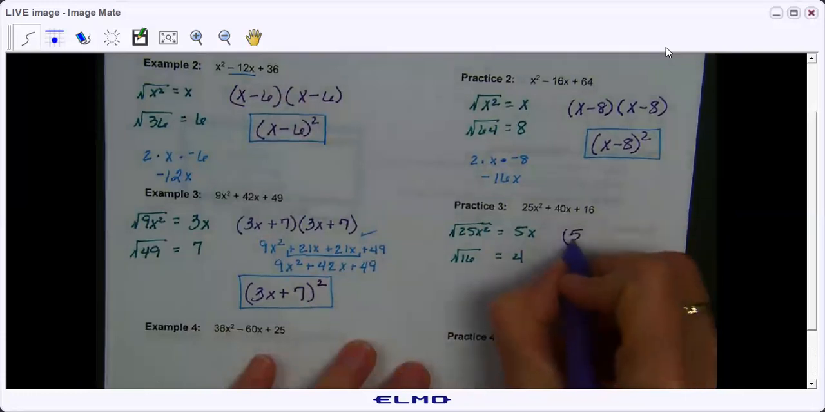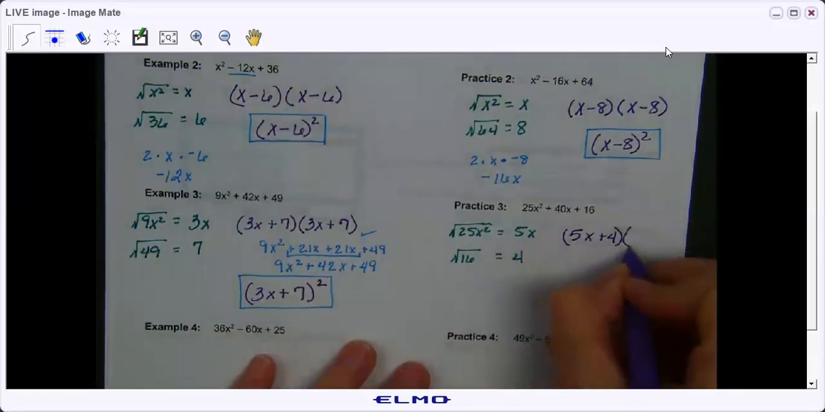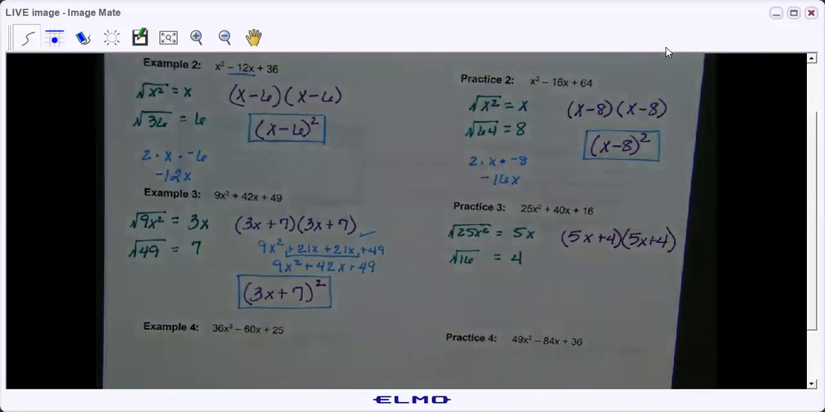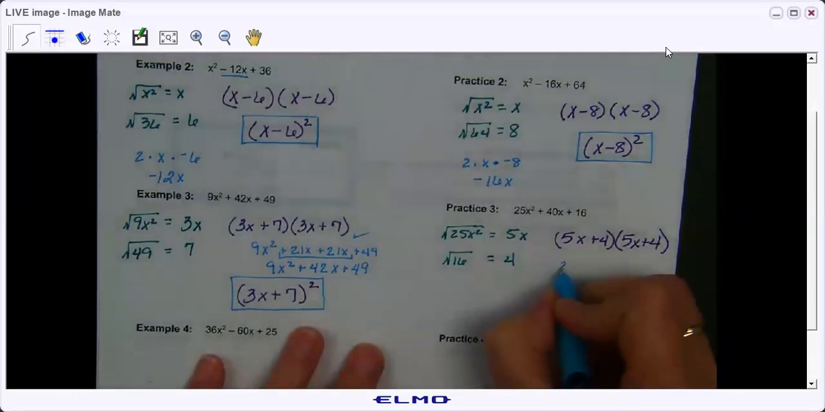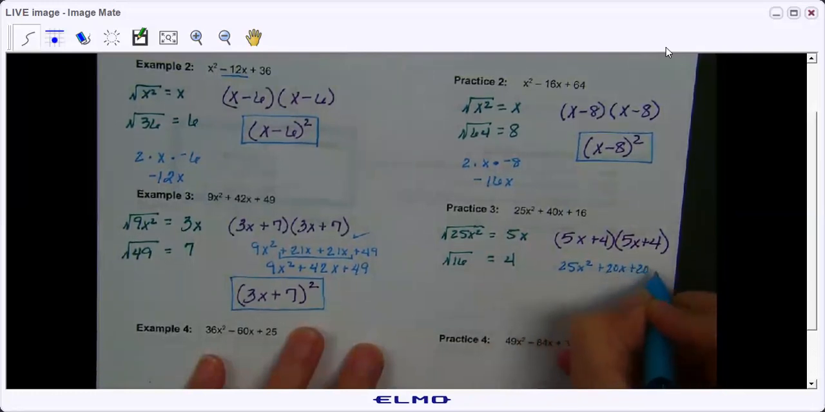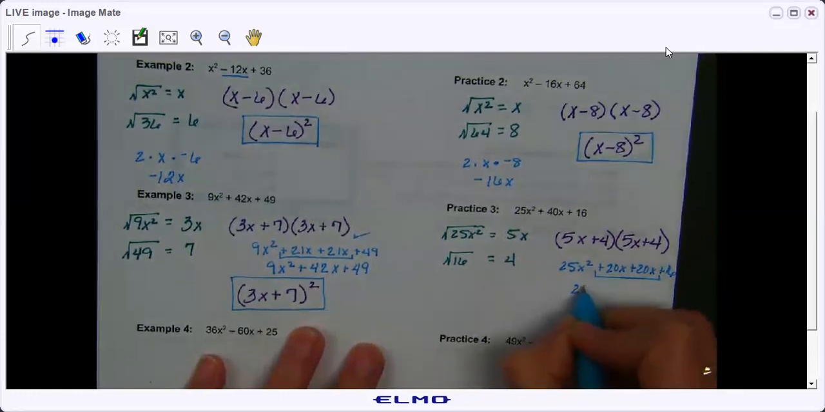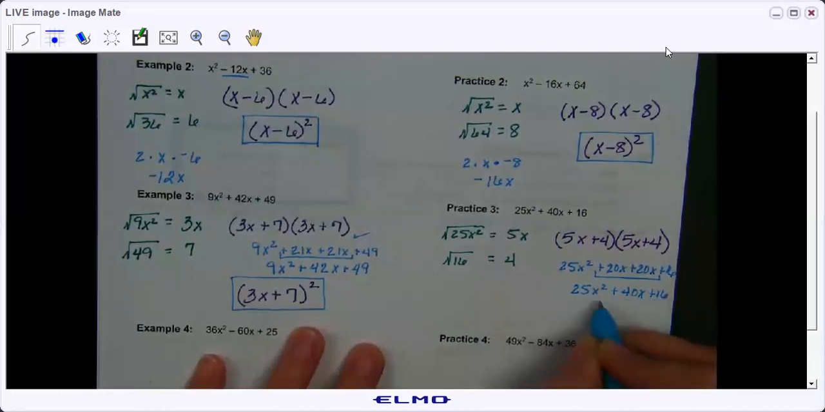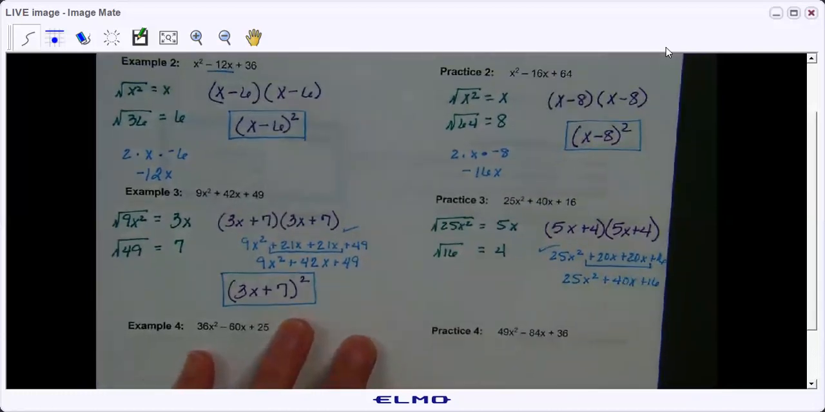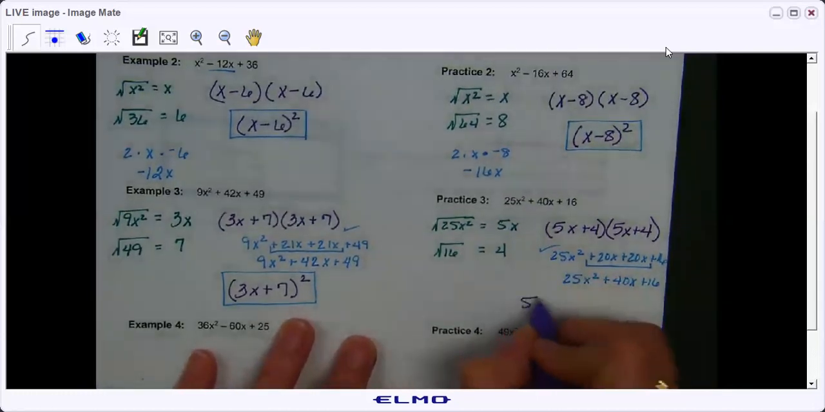So I have 5x plus 4 times 5x plus 4. And then to check it, I'm going to distribute it back. So 25x squared plus 20x plus 20x plus 16. Combine my like terms. And I ended up with what we started with in our problem. So this checks out. And my final answer is 5x plus 4 squared.